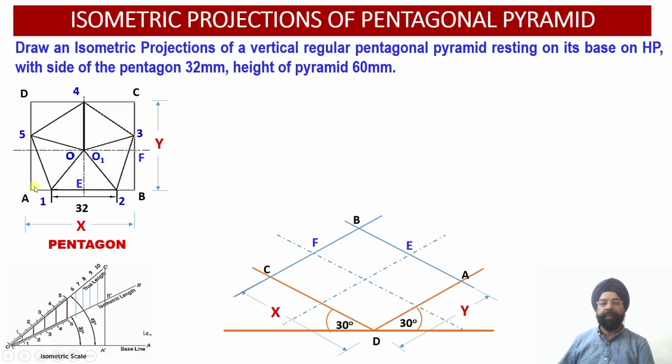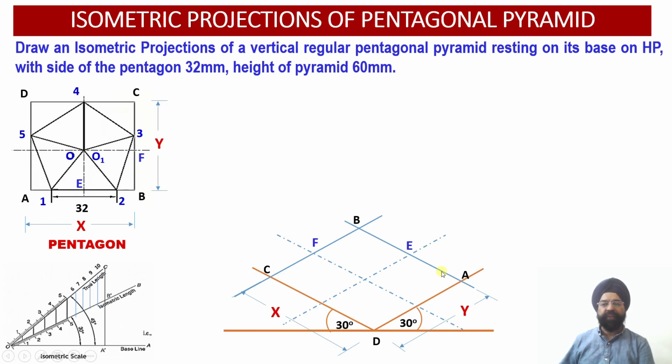Now I will be measuring this distance. Please check, A to 1, B to 2. These two distances will be equal. Once again the true lengths of these distances will be measured, and again they will be converted into the isometric distances. Once I obtain the isometric distances corresponding to A1 or B2, I am going to mark points 1 and 2 over here.